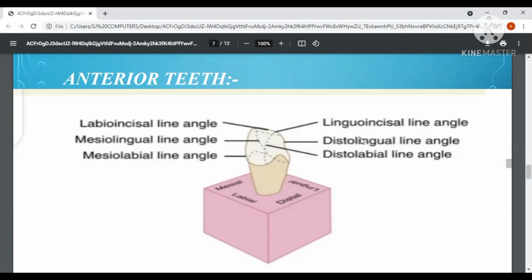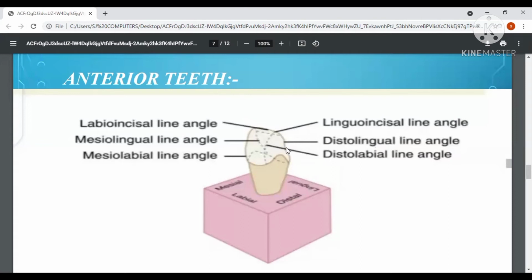Then we have disto-lingual line angle. That is, disto means distal surface, right? Lingual means towards the tongue, the lingual surface, right? So the disto-lingual line angle is formed by the distal surface and the lingual surface. If we consider this surface as the distal, the surface at the back would be the lingual.